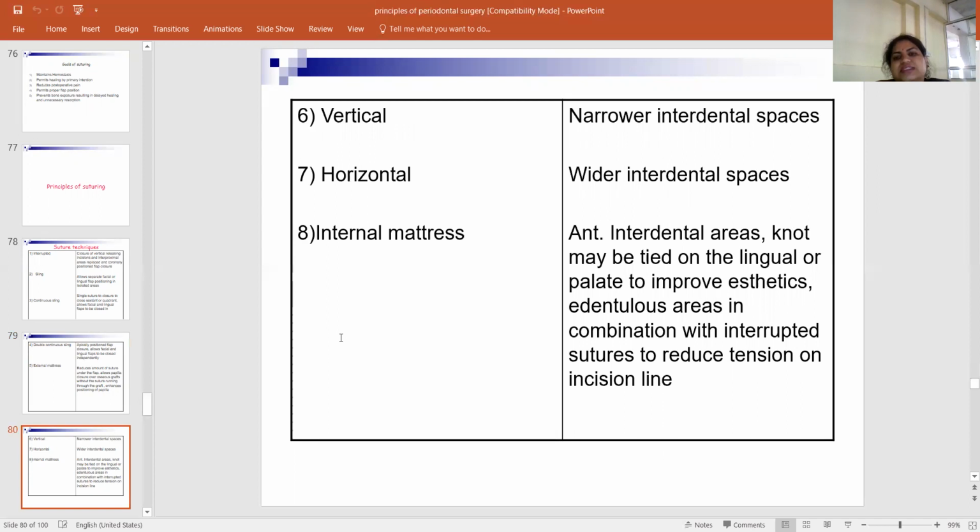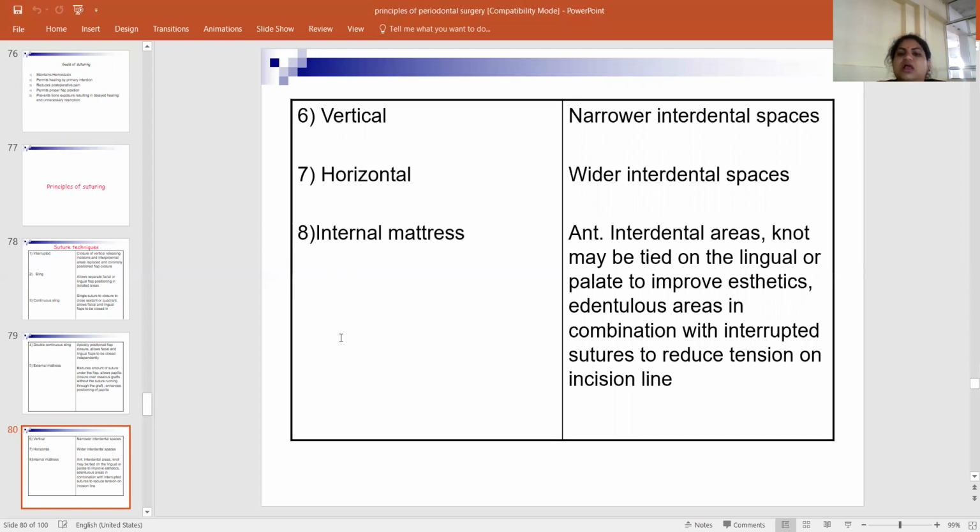Vertical technique, what is the indication? The main indication is narrow interdental spaces, and horizontal is used for wide interdental spaces. When the interdental space is too narrow, we cannot perform the horizontal one, so we can use the vertical technique.